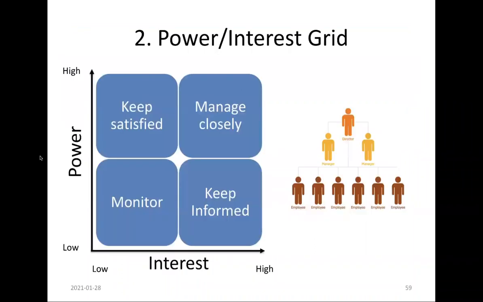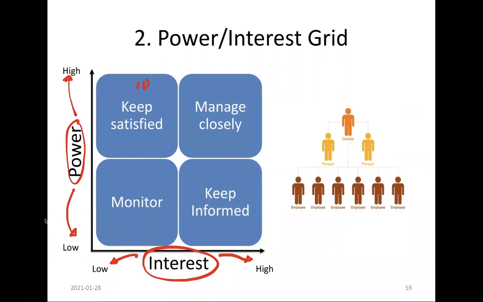On the x-axis we list the interest of each stakeholder. The interest could be between low and high interest. And on the y-axis we list the power. So it could range from low power to high power. So it's 2x2, and now we have 4 regions. I'm going to call this region number 1, which is keep satisfied, and then region number 2, manage closely. Region number 3, we call the monitor group, and then region number 4, which is keep informed.